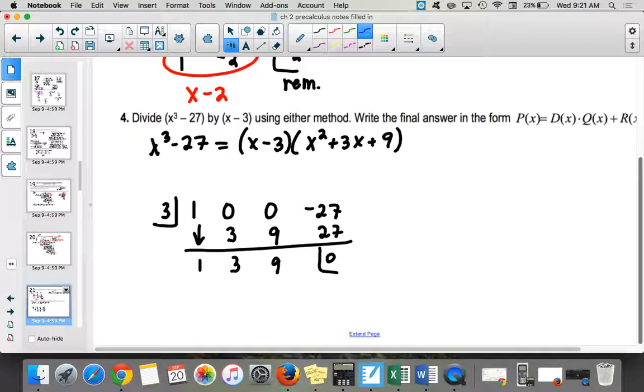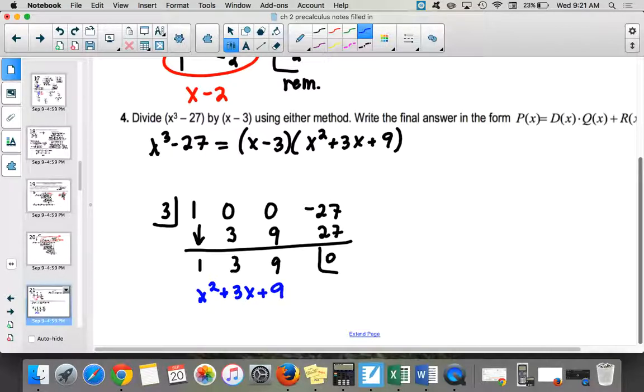So when I was in school, I always boxed in the remainder and then I went backwards. So I was like, okay, 9 is my number, this is my x, this is my x squared. But if you think about it, if I have an x cubed and I'm dividing by something with x, I'm going to end up with something that starts out with x squared, right? So this should be x squared plus 3x plus 9.